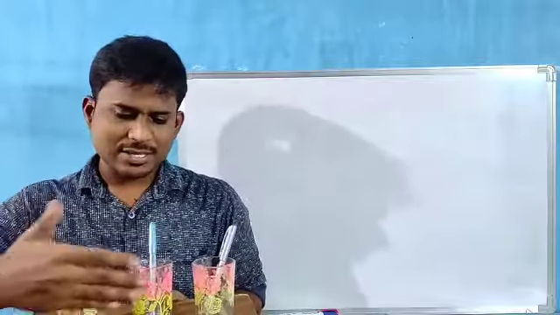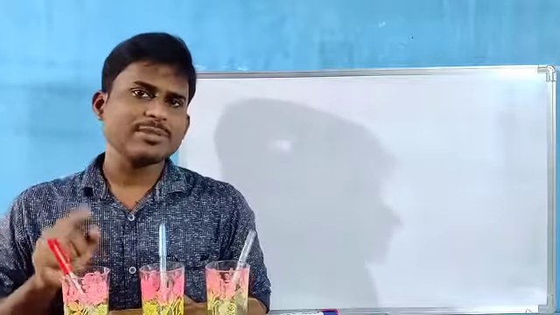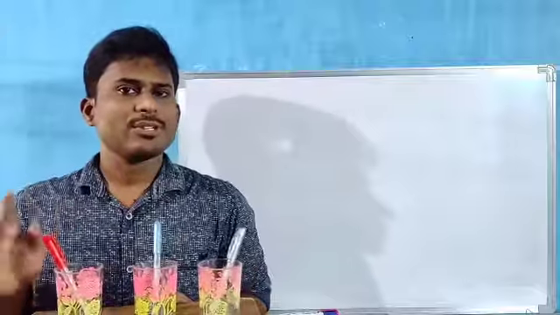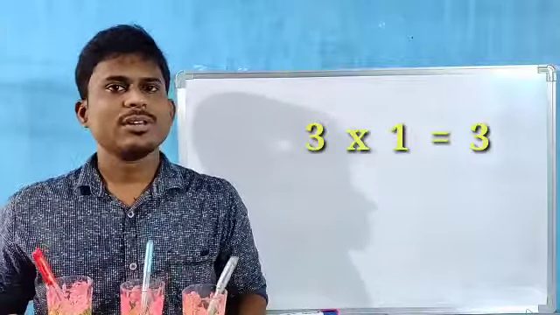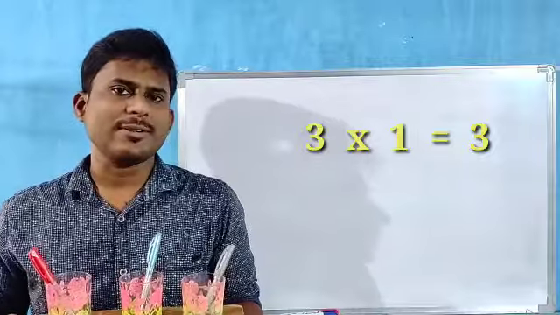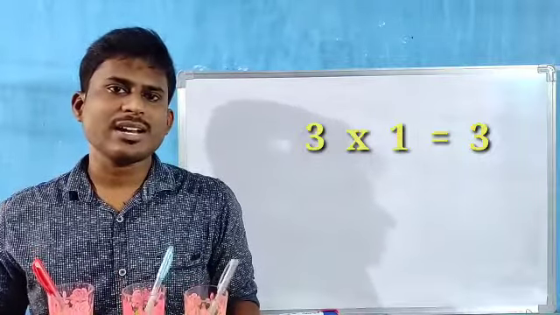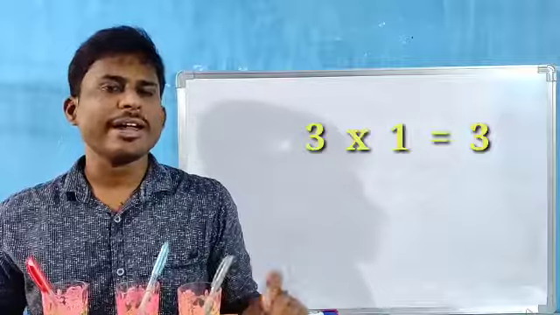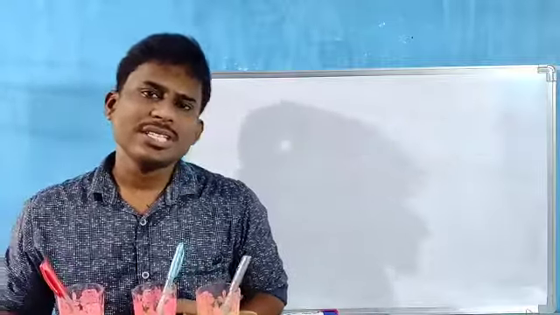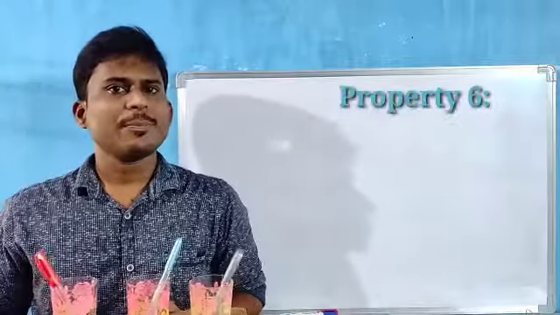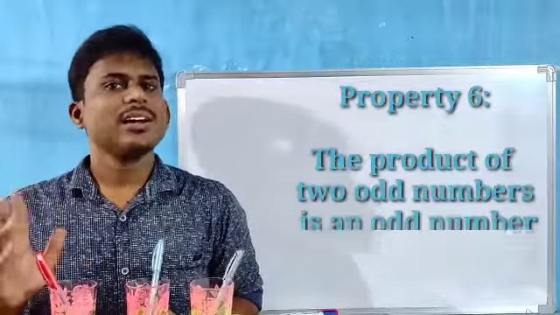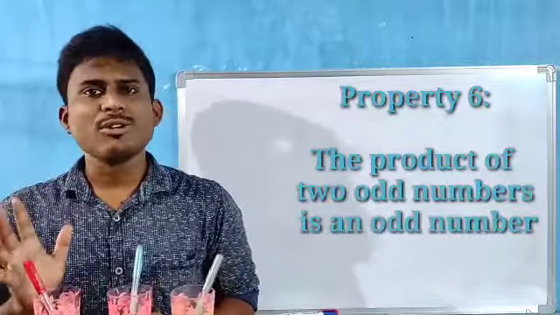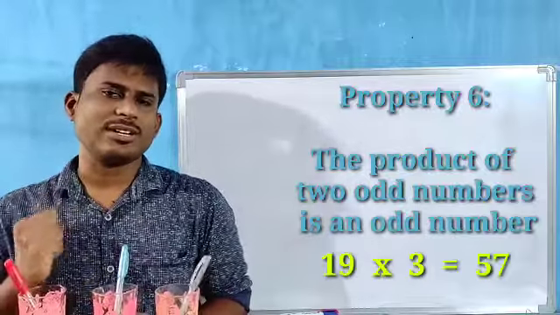Now, let us multiply this, children. Now, see, children, set of 3. 3 times I am counting 1 pen, children. So, 3 into 1 gives us the answer as 3. So, the result, the product is 3, children. So, 3 is which number, children? 3 is also an odd number. So, this is our 6th property, children. The product of 2 odd numbers gives the result as an odd number only, children. You can look out for one more example on the board, children.